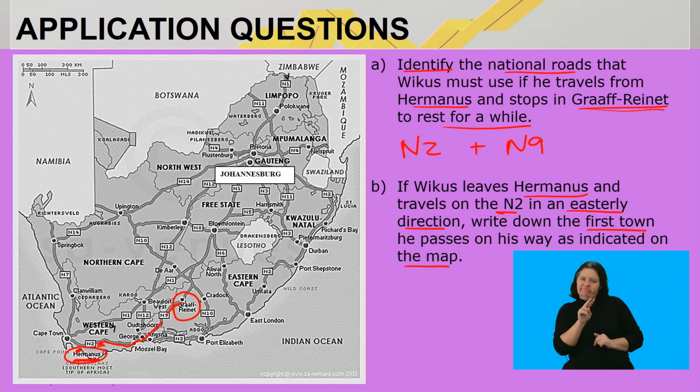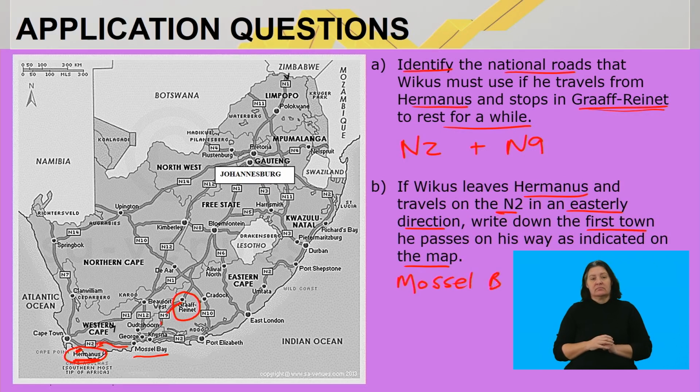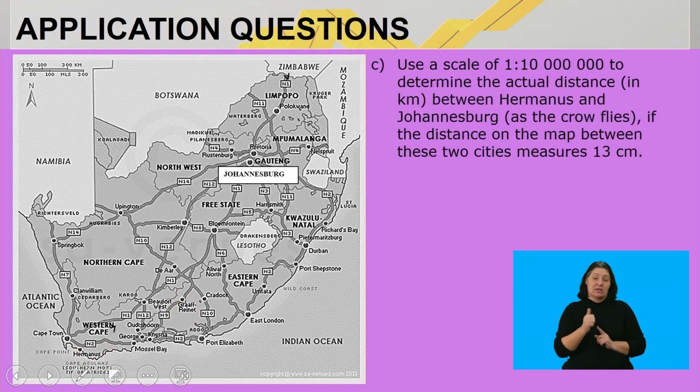So when I look at this, okay, just to make that clear for you guys. Okay, let's erase that part. So he will be traveling on the N2 here. So we can see that the first town here will be Mossel Bay. Okay, so I'm going to indicate that will be Mossel Bay. Are we clear on that one? All right, let us now look at our next question.